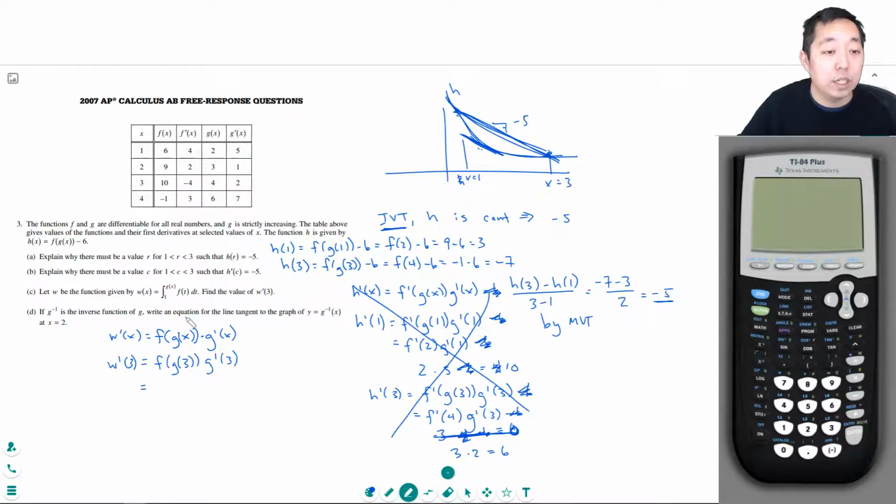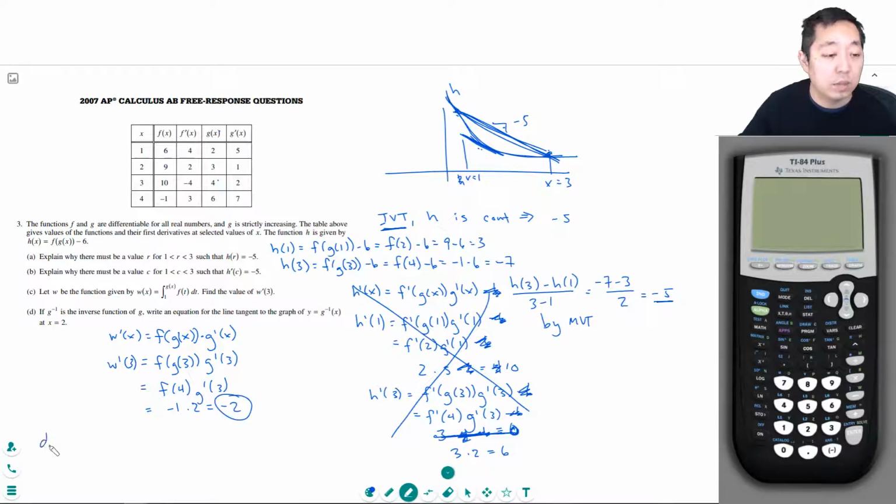g of 3 is 4, so that's f of 4, times g prime of 3. That's f of 4. f of 4 is -1. g prime of 3 is 2. So the answer is -2.